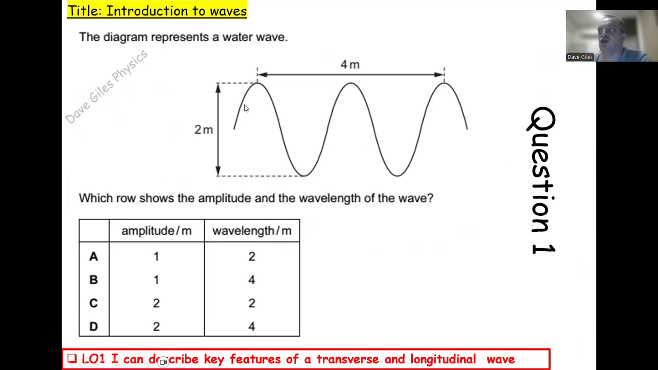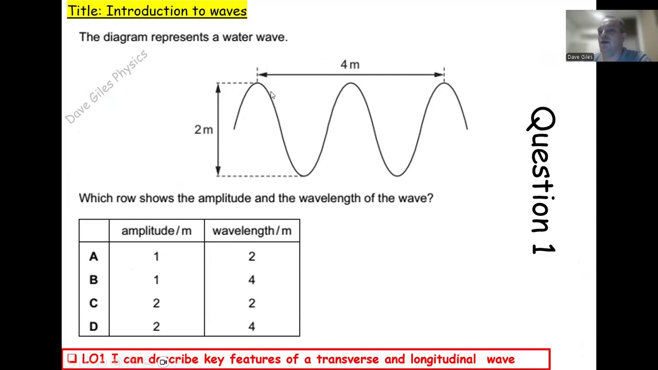Now, from peak to trough is 2 meters, but the amplitude you always measure from the middle to the peak or to the trough. So if we go from the middle to there, it's going to be half of 2, so the amplitude is going to be 1 meter. So I know straight away my answer is either A or B.